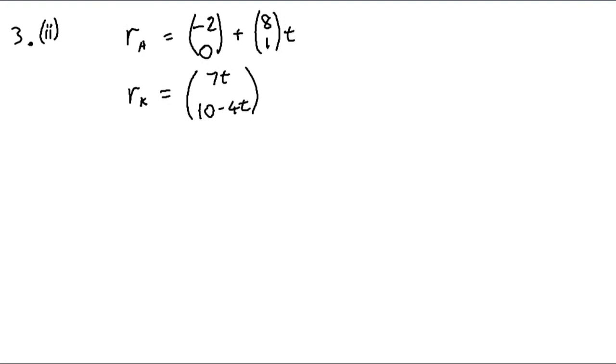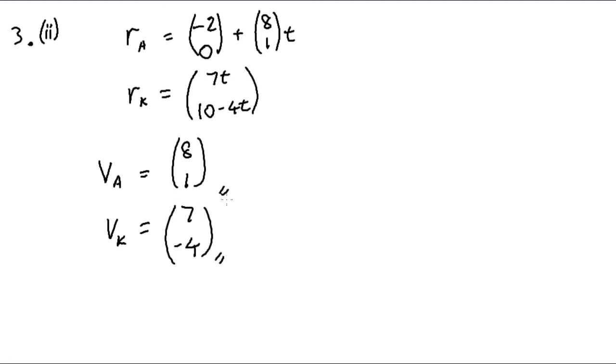To find velocity this time, we need to differentiate Ra and Rk, which is relatively simple if you just break it down into y and x form, but it's only anything to do with t, because these constants will be cancelled. So the velocity of a is (8, 1), and the velocity of k, if you differentiate that, you get 7, 10 goes away, and you are left with minus 4. So these are the two velocities.